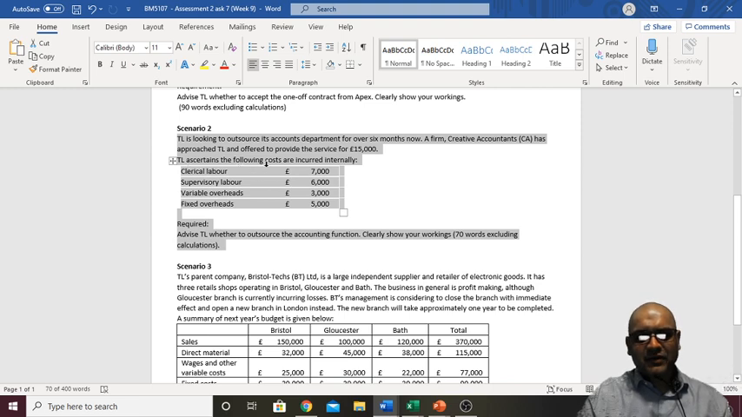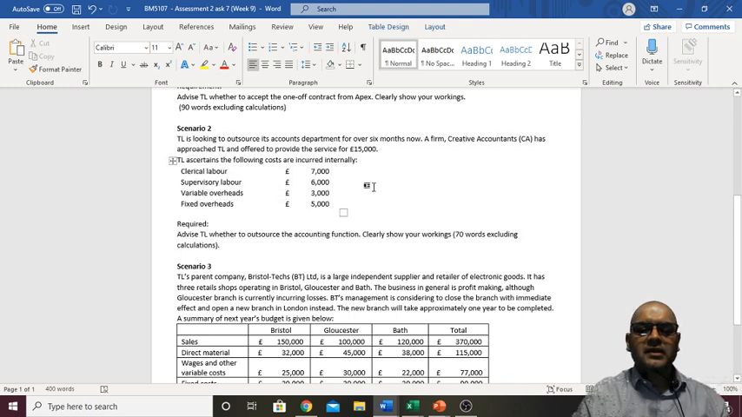TL ascertains the following costs are currently incurred internally: clerical labor 7,000, supervisory labor 6,000, variable overheads 3,000, fixed overheads 5,000. Now we need to advise TL whether to outsource the accounting function. Clearly show your working. Again, we'll be doing the workings together. Your job is to provide the advice in 70 words, with references.